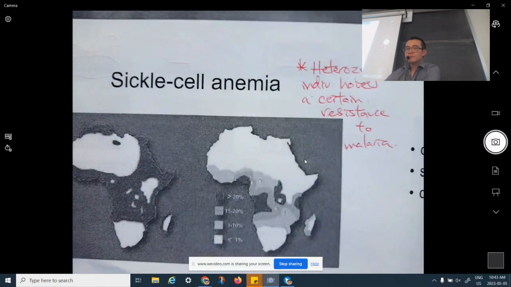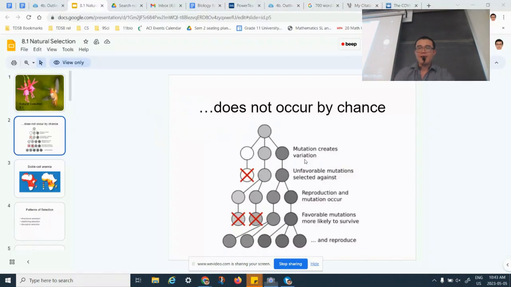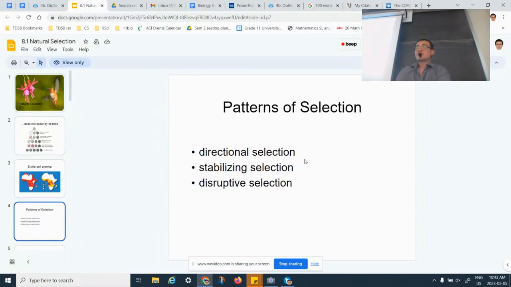Okay, so now we have, in terms of selections, three main patterns: directional, stabilizing, and disruptive. So what do we mean by that?